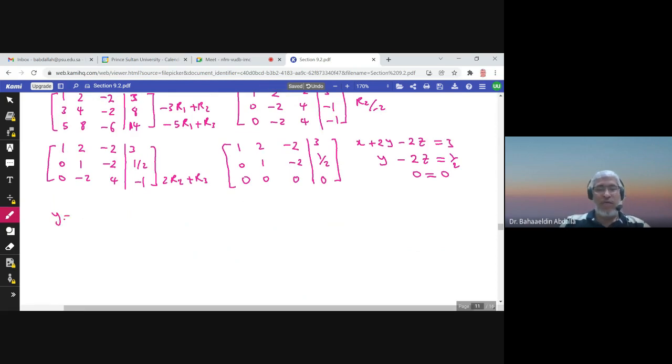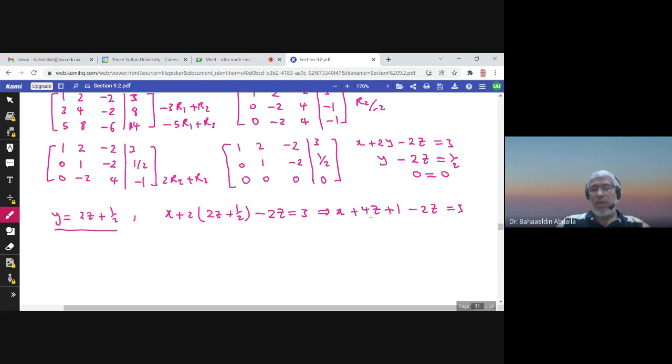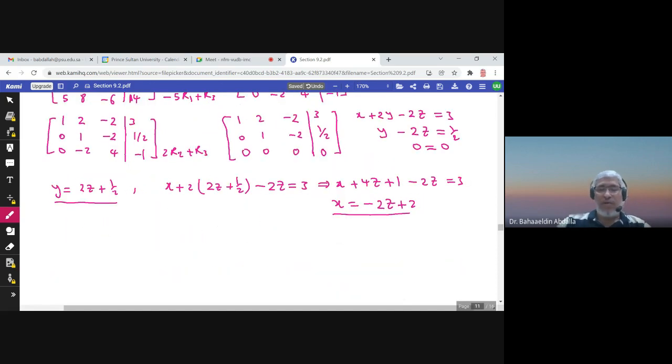We solve the second equation for y. So this is the y coordinate. And now in the first equation, we replace y by its value. And we solve this equation for x. 2 times 2z is 4z. 2 times half is 1. Now 4z minus 2z is 2z, and when you take it to the other side, it would be negative 2z. And 3 minus 1 is 2. And this is the value of x.